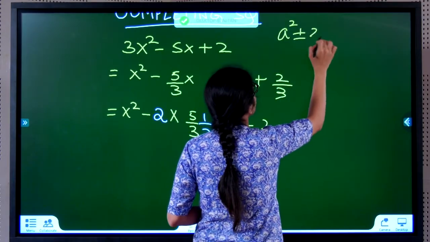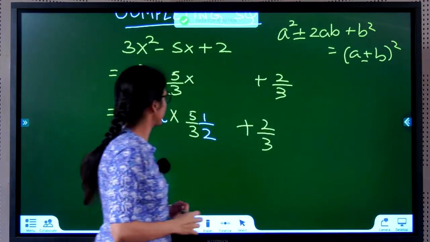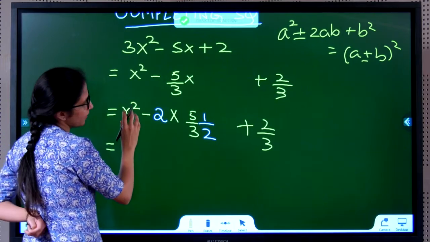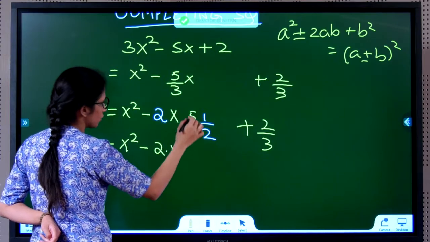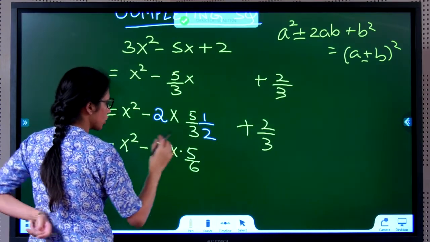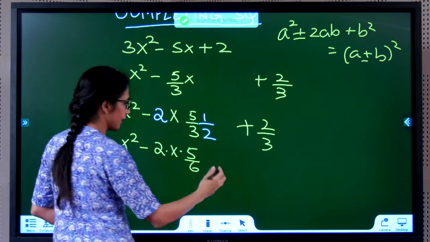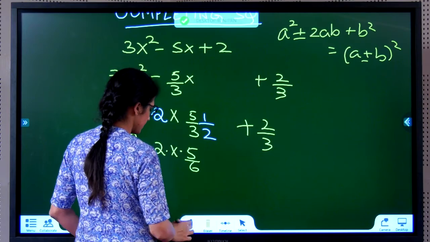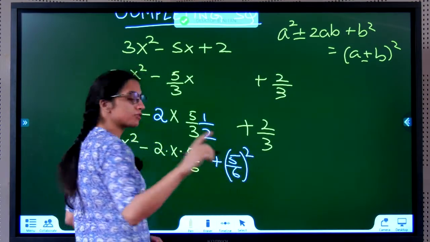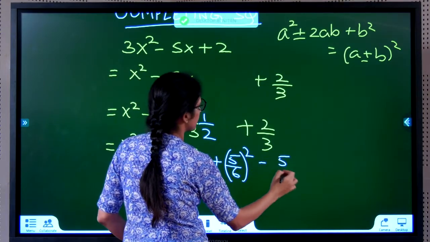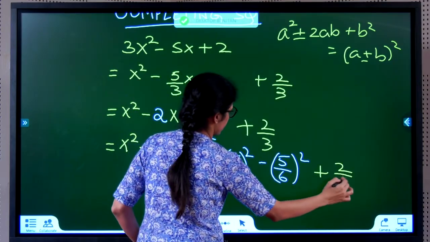a square plus or minus 2ab plus b square gives a plus b the whole square, or minus. Okay. Now, a square minus 2ab, that is x square minus 2 into x into 5 by 6. So now you have a square minus 2ab. Where is the b square? Create the b square. You are putting the b square, so you also have to remove the b square. This plus 2 by 3 stays as is. Clear?